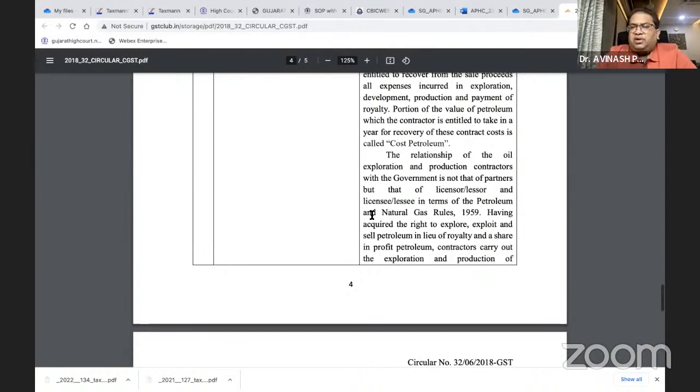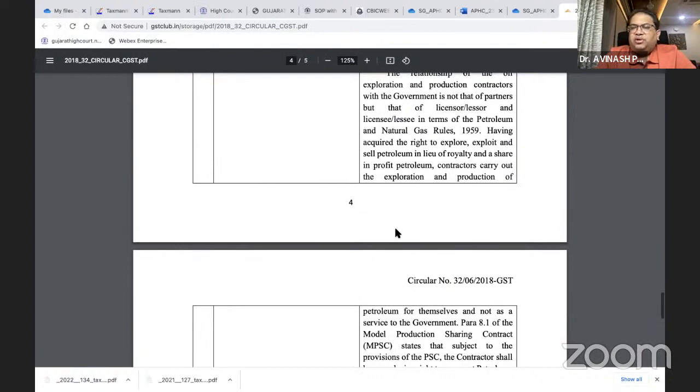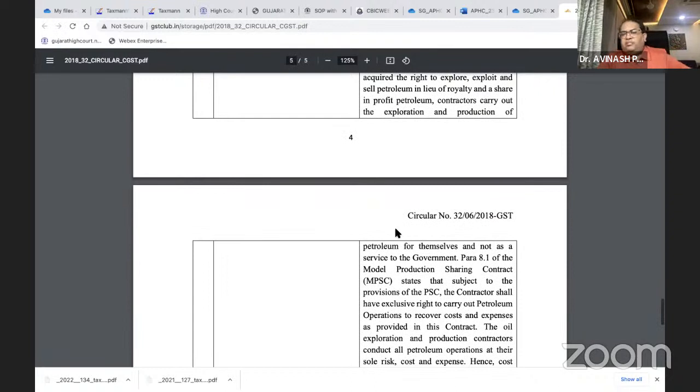The relationship of the oil exploration and production contractors with the government is not that of partners, but that of licensor or lessor and licensee or lessee in terms of the Petroleum and Natural Gas Rules 1959. Having acquired the right to explore, exploit, and sell petroleum in lieu of royalty and a share in profit, petroleum contractors carry out the exploration and production of petroleum for themselves and not as a service to the government. So they are doing it basically for their own self.